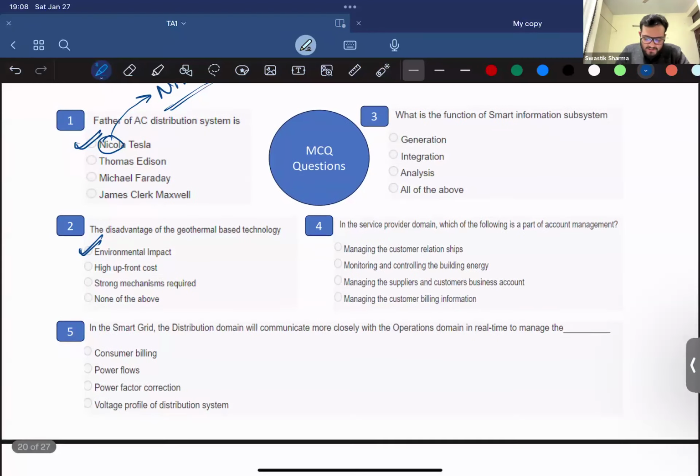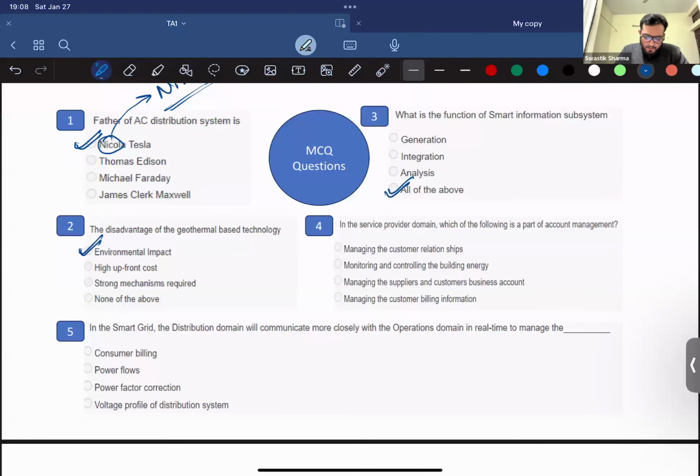Then we have: what is the function of a smart information system? Is it generation, integration, analysis, or all of the above? An information substation should be able to integrate as well as analyze different information that it receives, as well as generate information pertaining to different sensors. Yes, it's all of the above.